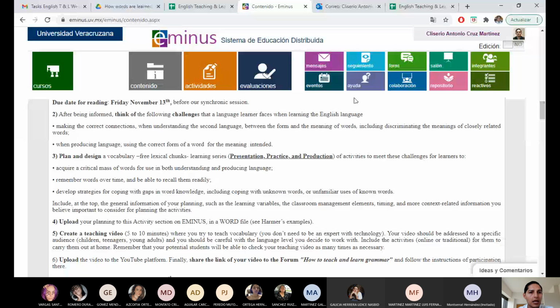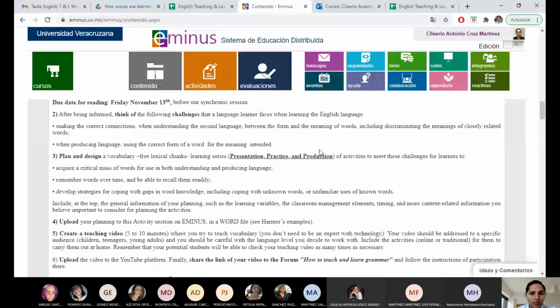Now, after reading, you're going to think of the following challenges that students face when learning the English language and vocabulary specifically. Making the correct connections of words when understanding the second language between the form and the meaning of words, including discriminating the meanings of closely related words. Okay, this is what we checked in the presentation.